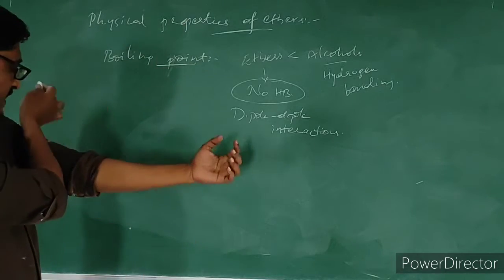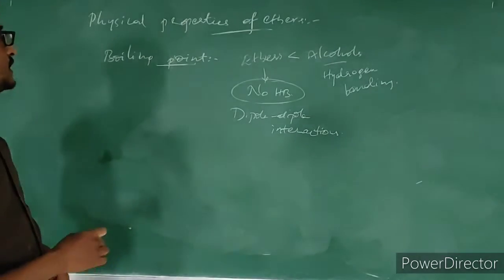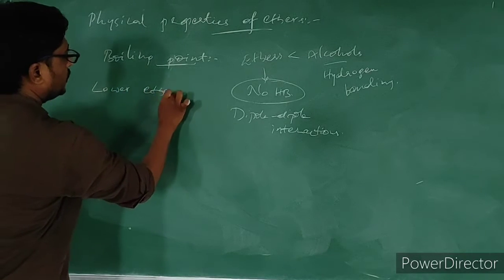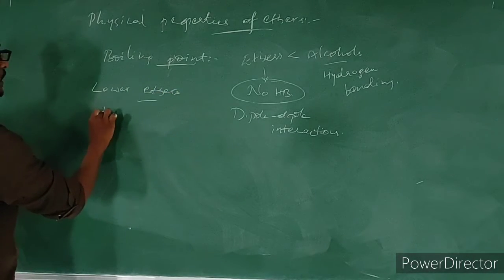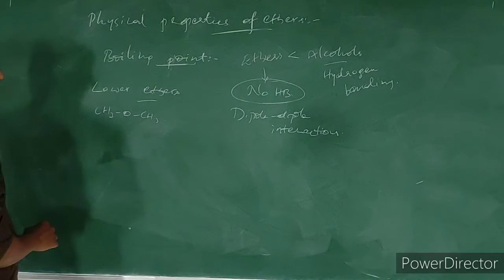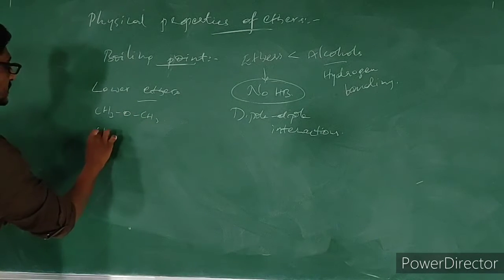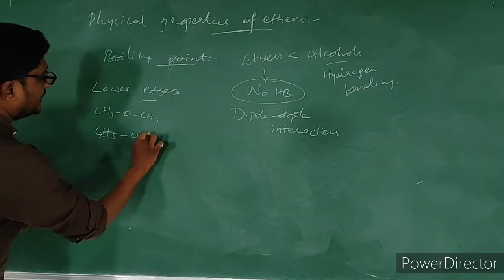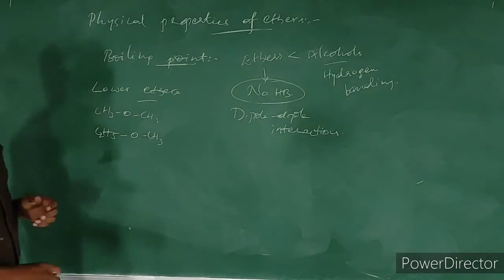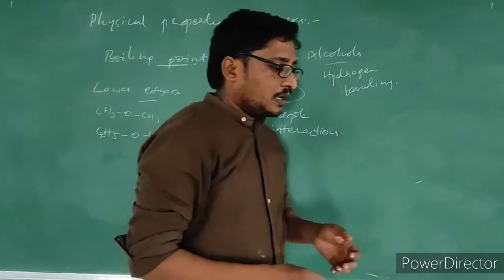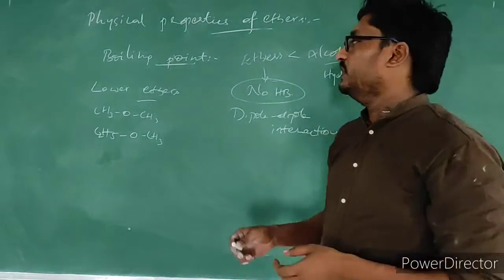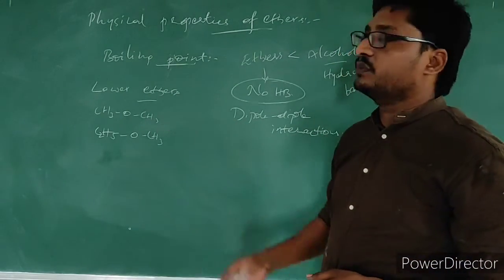Now when we see the lower ethers, like methoxymethane, or ethyl methyl ether, these will have a bit higher boiling point when compared with hydrocarbons having similar masses to these two compounds.